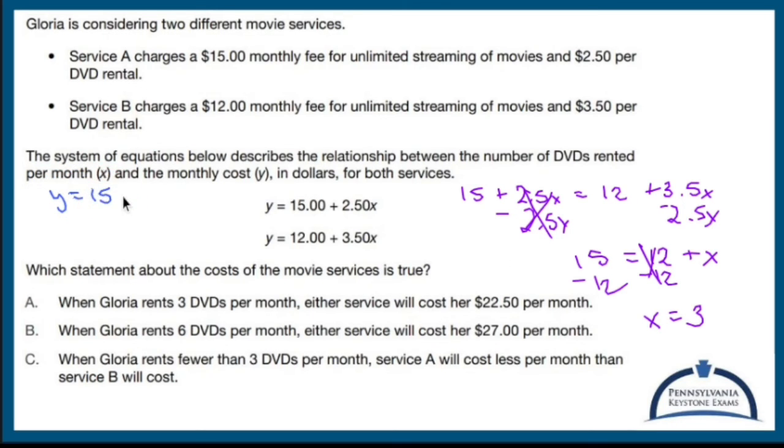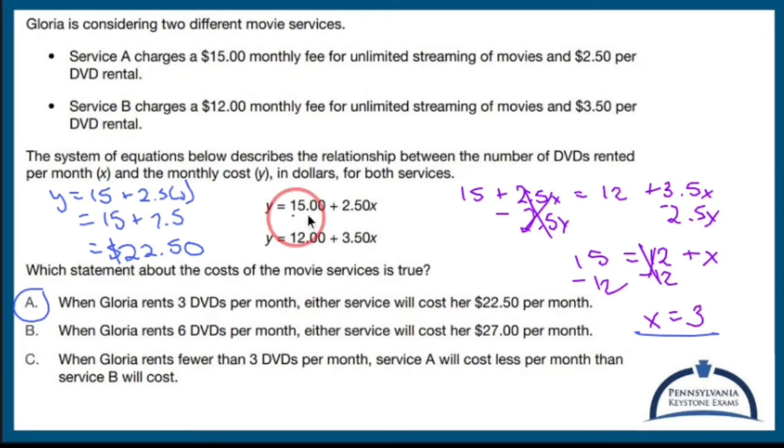y equals 15 plus 2.5 times 3, which is 15 plus 7.5, which is 22.5, or if we're talking about money, let's put a dollar sign there. And my answer is going to be A. So when Gloria rents 3 DVDs per month, either service will cost $22.50 per month. And the reason why it's both services is because these services are the same as far as cost when I set them equal to each other. So both of these services cost the same amount right here and right here. I don't even need to look at the others. I'm done.